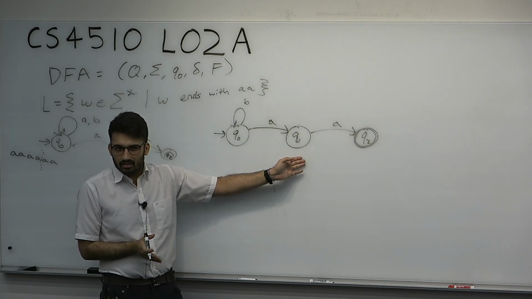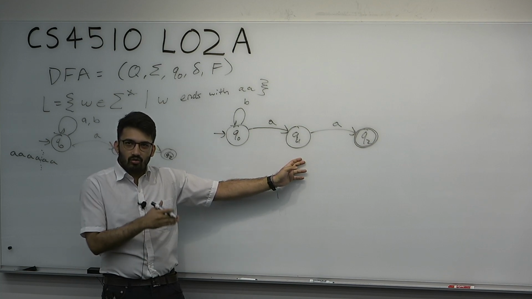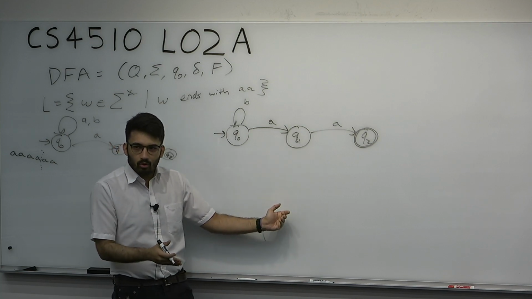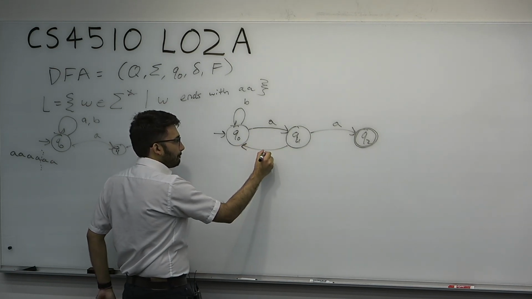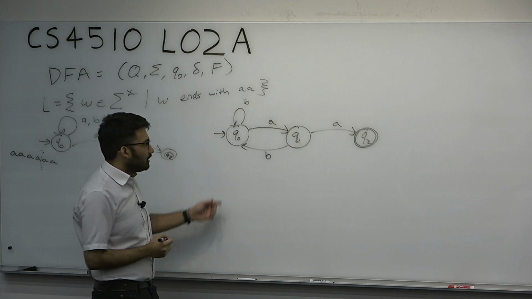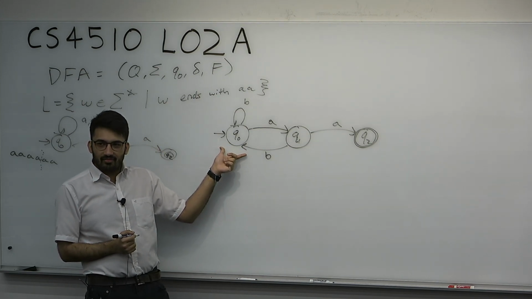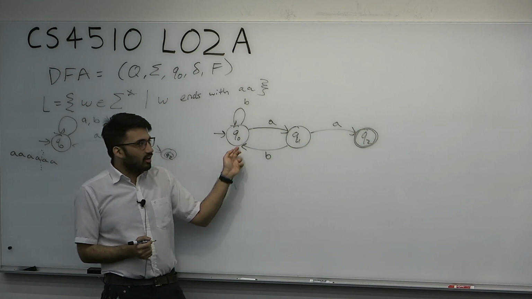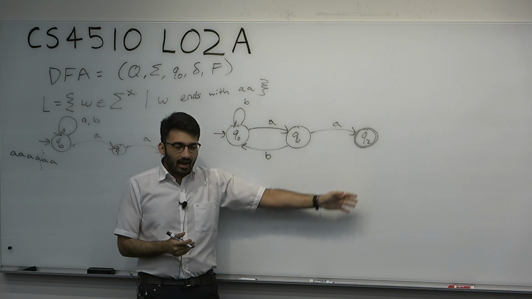But then I see a B. Well, the string has to end with AA, so if I see a B, I need at least 2 more letters anyway. So I'm going to have to reset myself. Anytime I see a B, it basically means I have to reset. So let's say I saw AAB, right? I have to reset.